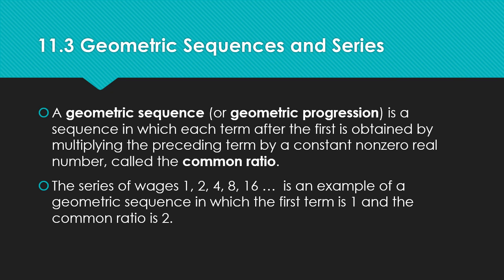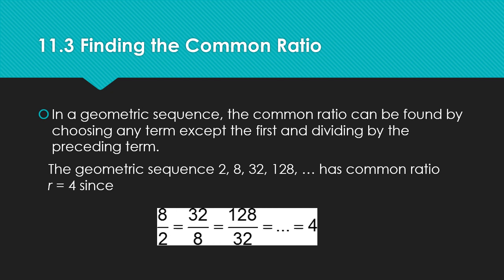The sequence of wages 1, 2, 4, 8, 16 is an example of a geometric sequence where the first term is 1 and the common ratio is 2. So each number is obtained by multiplying the previous by 2.